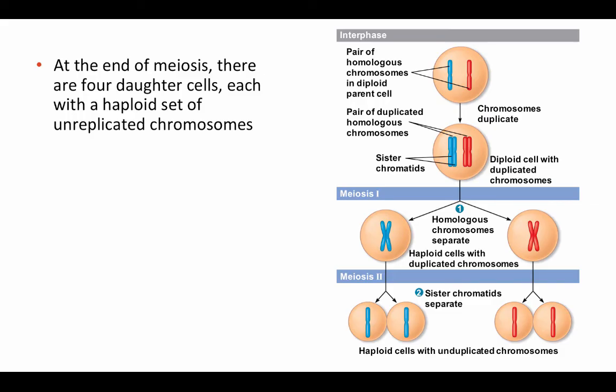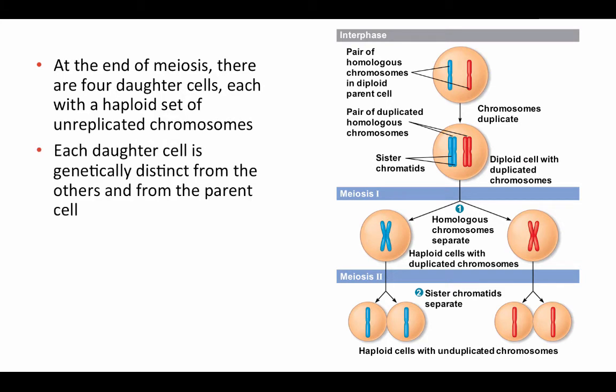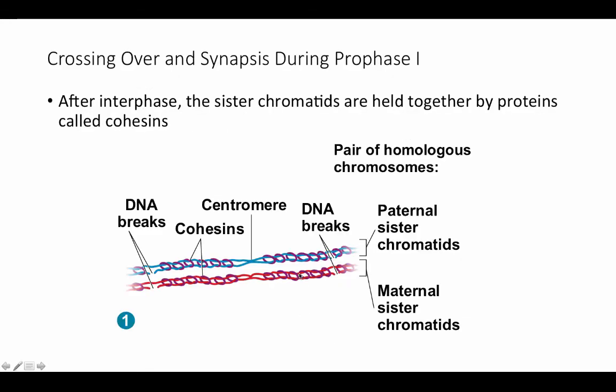So at the end of meiosis, there are 4 daughter cells, each one with a haploid set of unreplicated chromosomes. So each one gets just 1 sister chromatid. And each daughter cell ends up being genetically distinct from the others and from the parent cell. And we'll see in just a moment why these, even though they look the same in this illustration, actually end up being different. This is due to this phenomenon called crossing over.